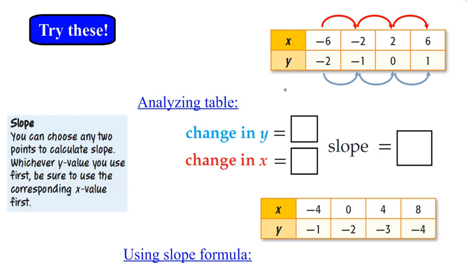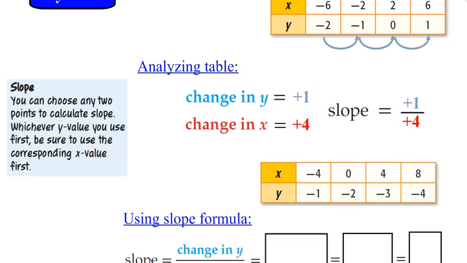Alright, to do the analyzing the table, the y values look like they're going up by 1 every time, so your change in y is +1. Change in x, it looks like those are going up by 4 every time, which gives us a slope of +1/4.